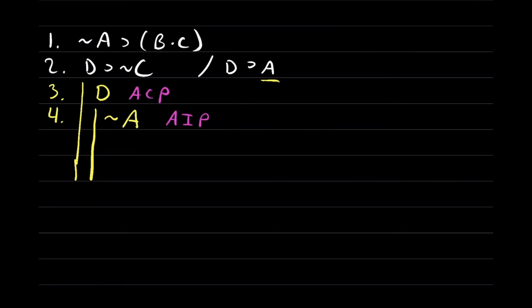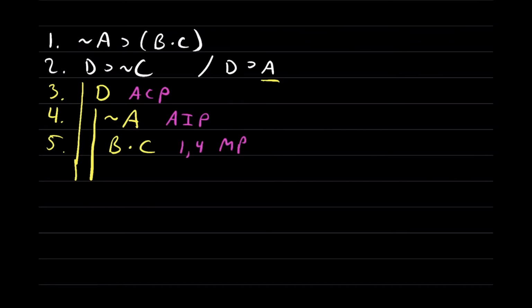Once I have not A, I can do a nice, easy, friendly modus ponens step with line 1. So from line 1 and 4, I can get B and C. That's going to follow from line 1 and 4 by modus ponens. Friendliest rule ever.